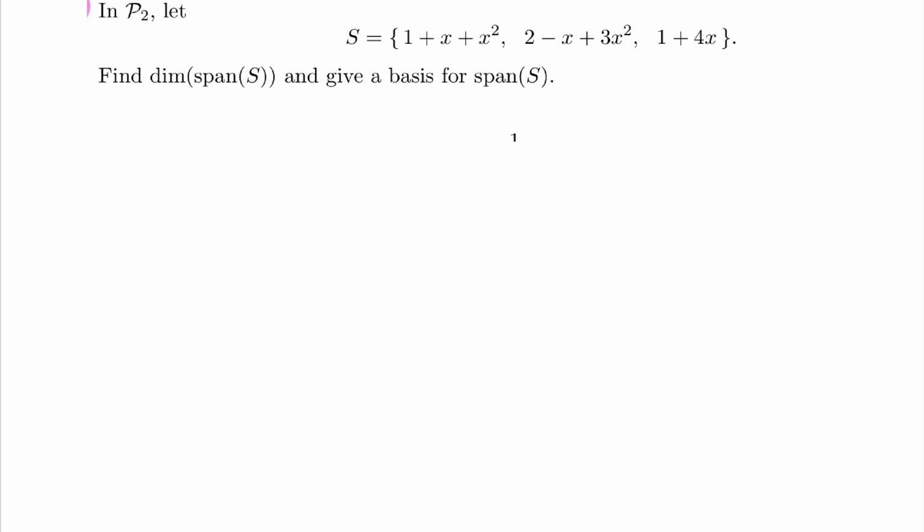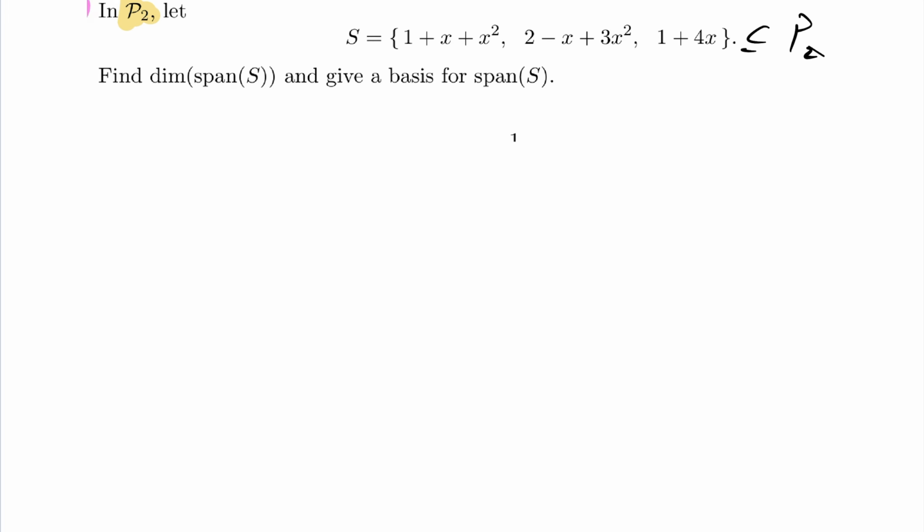All right, so we have the set here. This is a set P2. P2 is the set of all polynomials having degree 2 or less, and this set S is a subset of P2, a collection of these polynomials of degree 2 or less. And they want you to find the dimension of the span and give a basis.